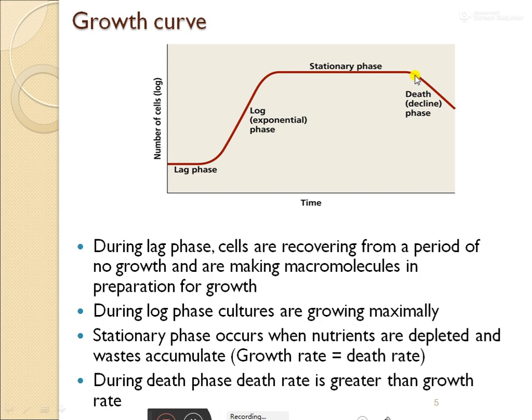And in the fourth stage, the death rate is greater than the growth rate, because there is no more nutrient available for the growth of microorganisms. Eventually the cells start to die, and the death rate is more as compared to the growth rate. So the number of cells decreases in the final phase.